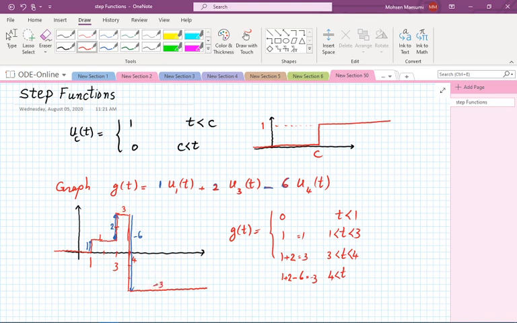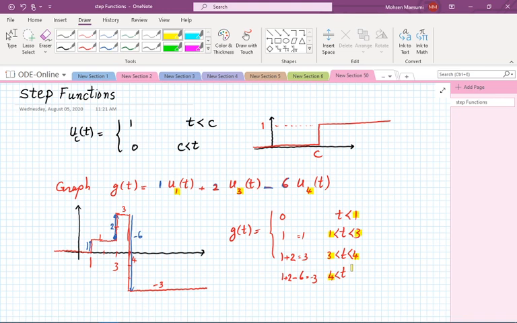So you can always take the times at which the function breaks, make a table of values for time, make a piecewise defined function, figure out what the values are on each of these domains, and graph your function.